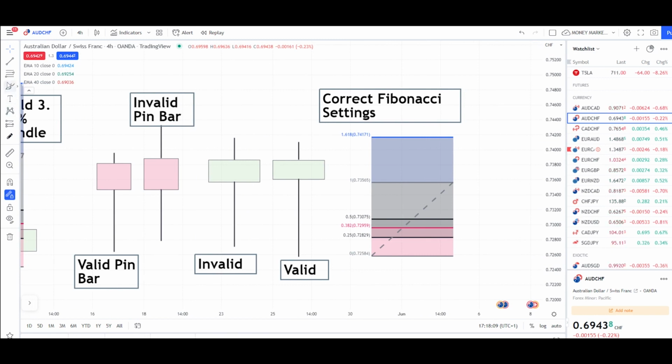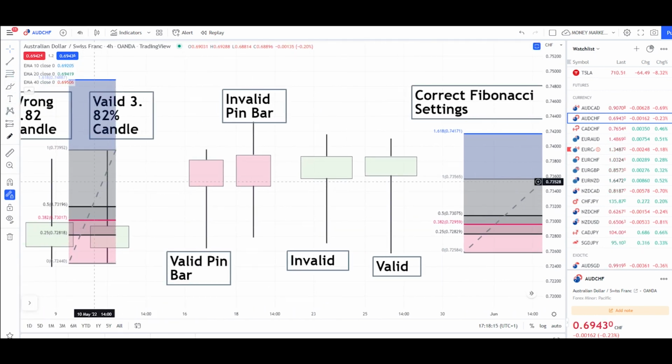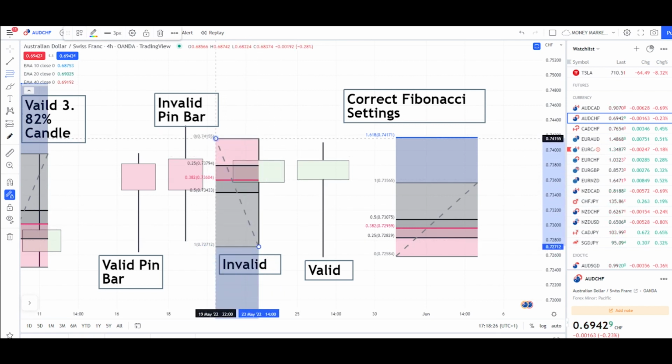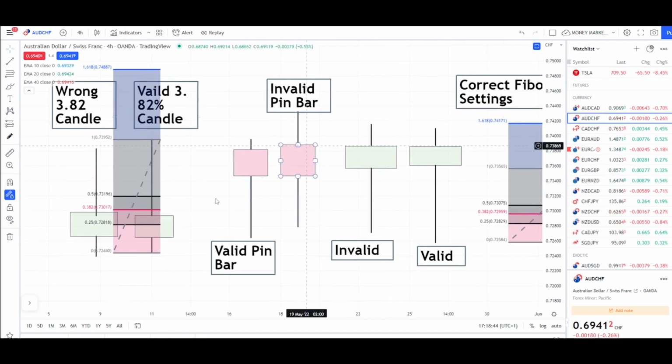Right here, what do we have? We have an invalid candle. This is a 382 candle. Right here, we had the bearish 382 candle. Here we are looking at the bullish example for 382 candle. So again, with the Fibonacci tool, from the lowest wick to the highest wick, something like this. And here you can see that is an invalid 382 candle, because you can see this red line, this 382 retracement is over the body. For a candle to be valid, the body must be above the 382 retracement for the bullish example. And if you remember, for the bearish example, the body must be below the 382 retracement.